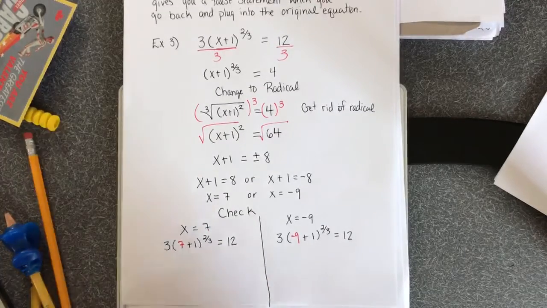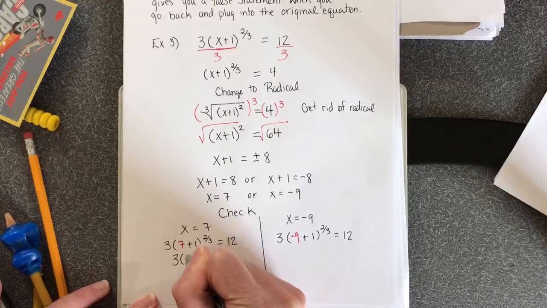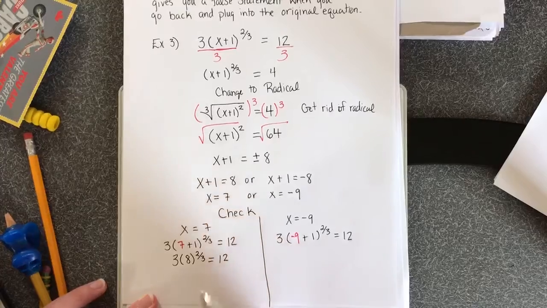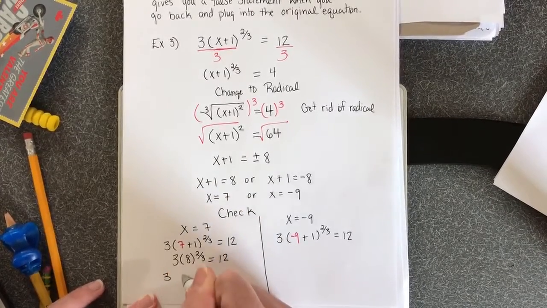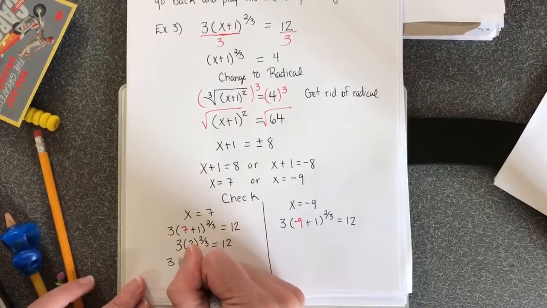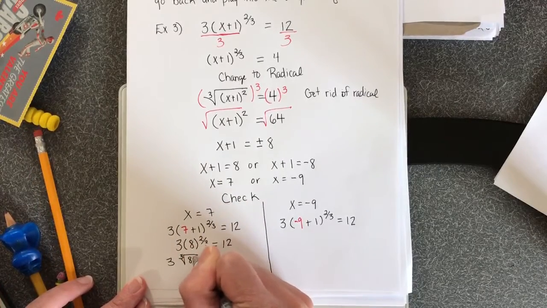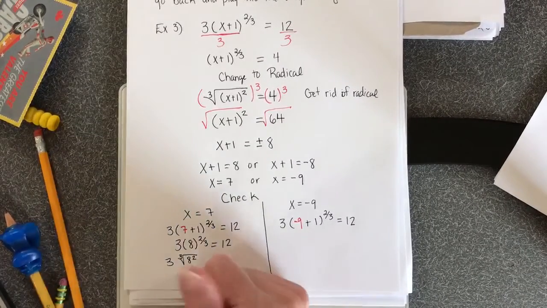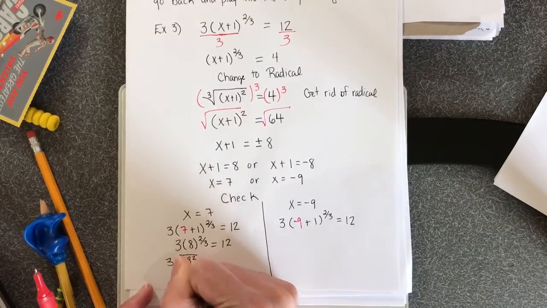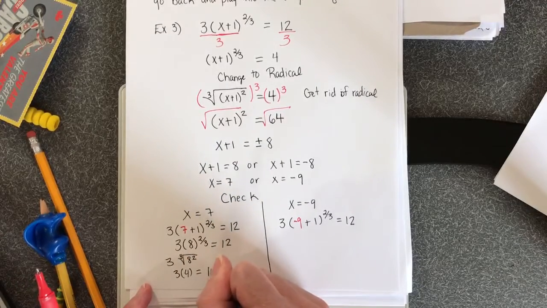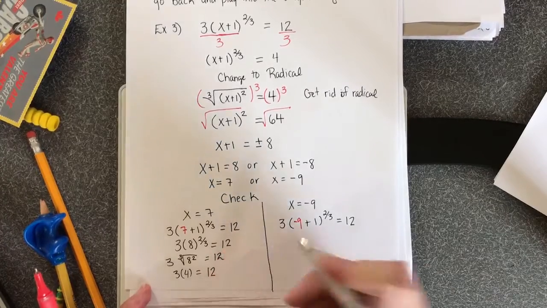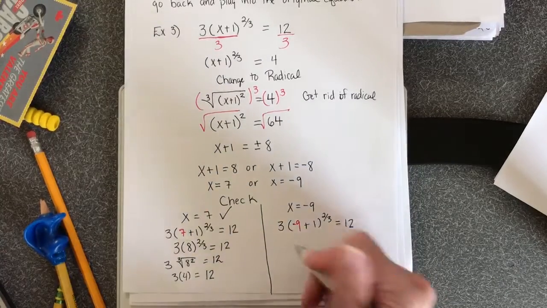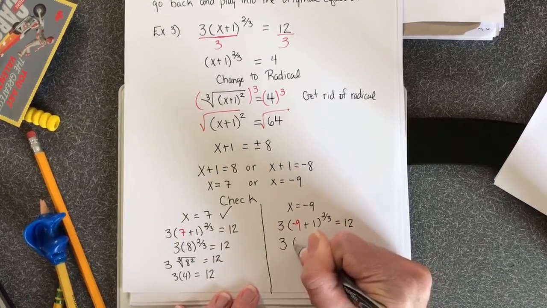Okay, so 3 times 8 to the 2/3. Is that equal to 12? All right, so 8 to the 2/3 is the cube root of 8 squared. And if you type that into your calculator, the cube root of 8 squared is 4. So 3 times 4 is indeed 12. So x equal to 7 checks out. So now let's try it for negative 9. So negative 9 plus 1 is negative 8.